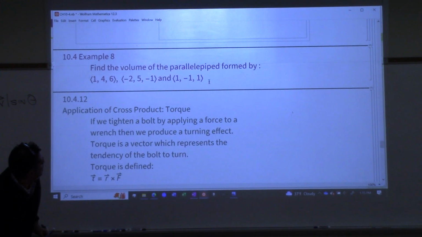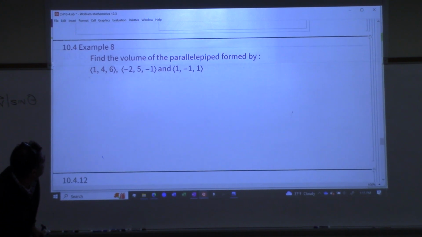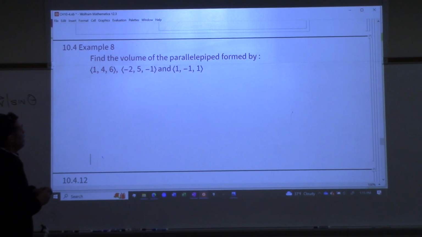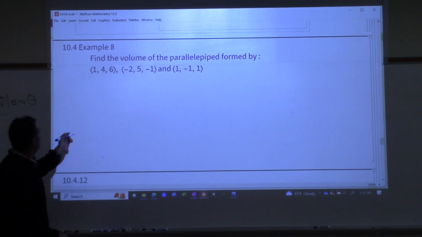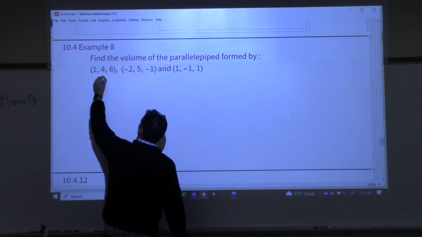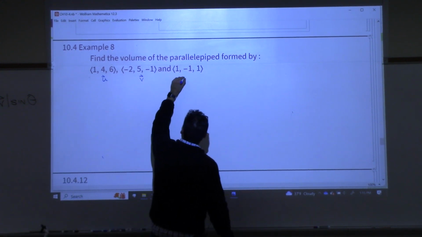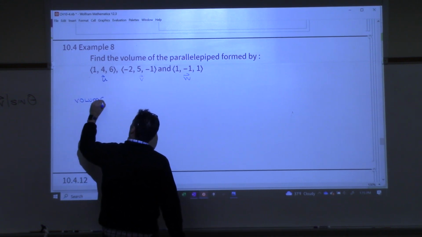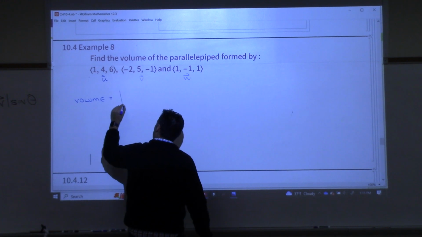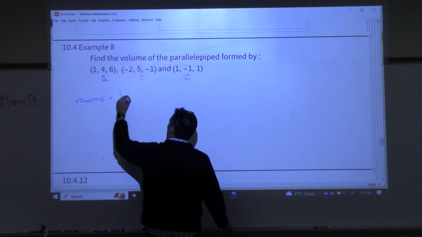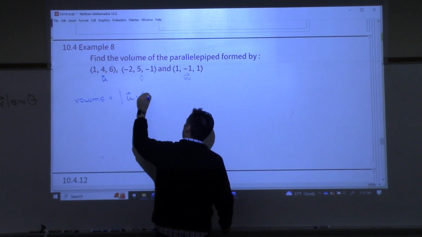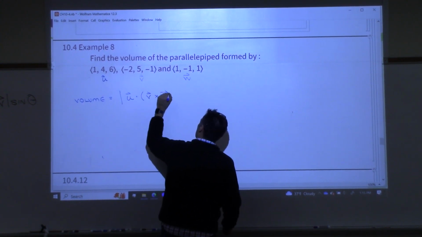So let's take a look at trying to find the volume of the parallelepiped formed by those three vectors. Notice I'm giving you vectors, right? I'm not giving you 3 points in space. This is vectors. So I'm going to choose to label this one U, this one V, and this one W. So the volume, by the definition I gave you, is the magnitude or absolute value. It doesn't matter what order I do this in. U dotted with V crossed with W.